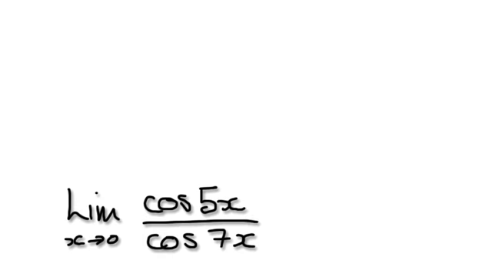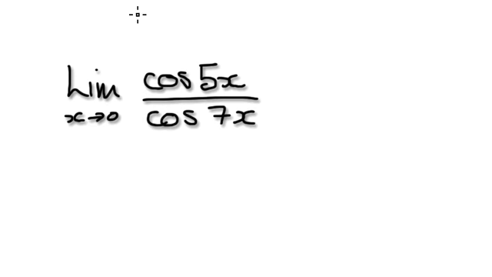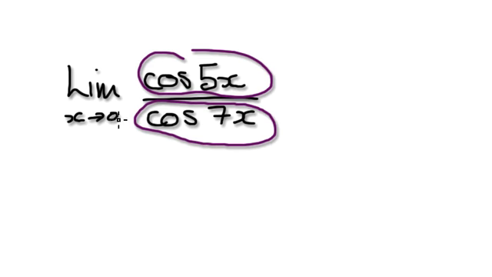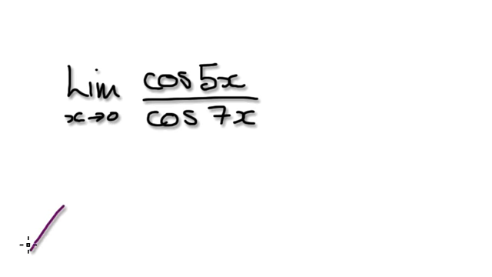Okay, let's give you guys some more practice. So here, find the limit of cosine 5x over cosine 7x as x approaches 0. So press pause and have a go.